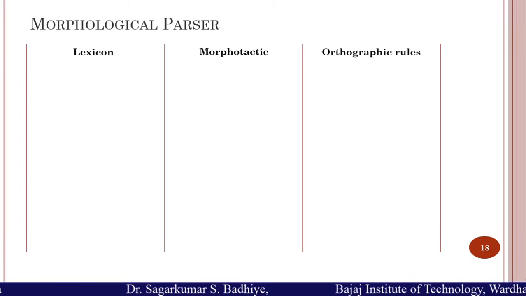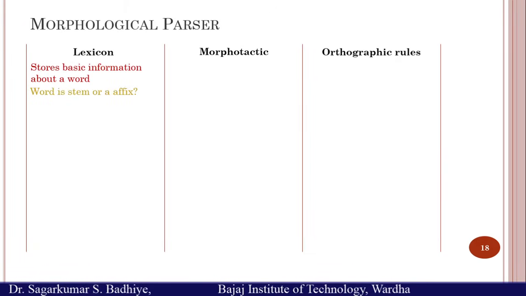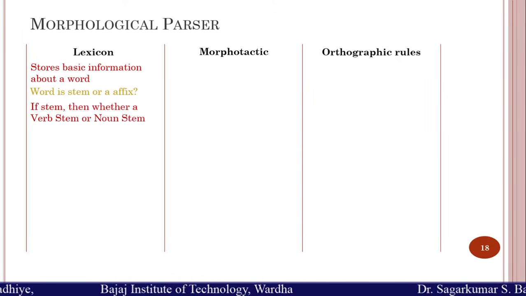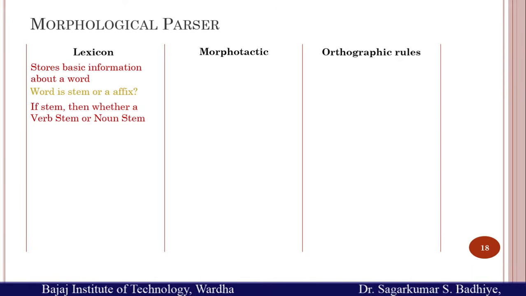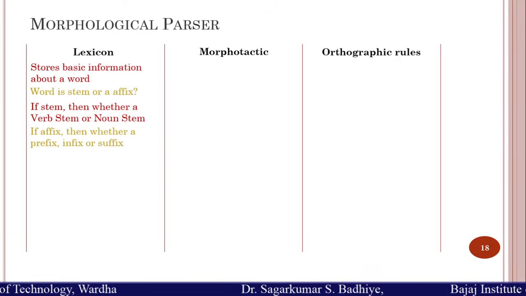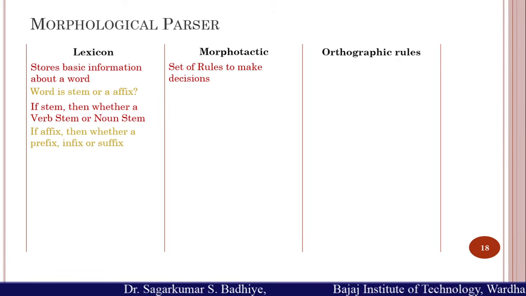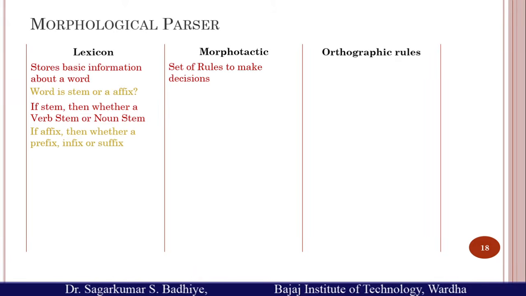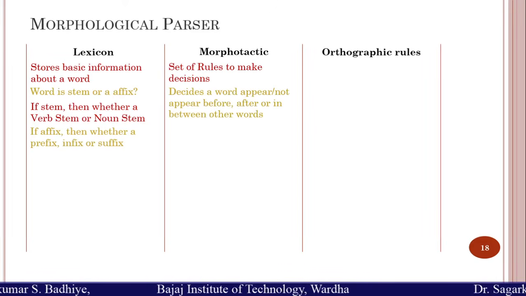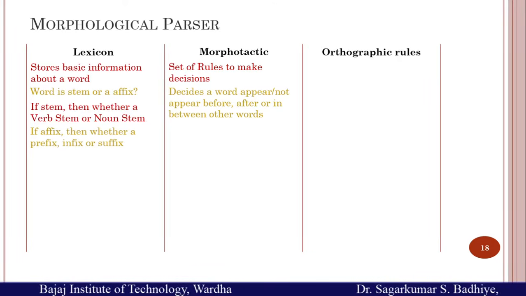rules. So, a lexicon is used to store the basic information about the word, like whether the word is a stem or a suffix or affix. If it is a stem, then whether it is a verb stem or a noun stem. If it is an affix, then whether it is a prefix, infix, or a suffix. Then morphotactics are a set of rules that are used to make certain decisions about a word, whether it should appear before, after, or in between certain words.